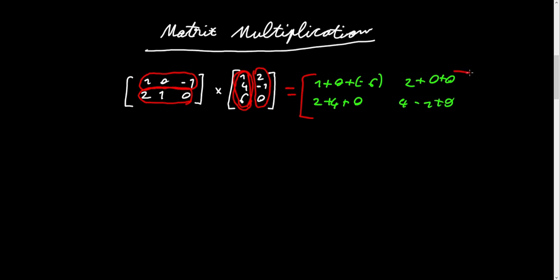So the result is going to be equal to, well, if we add those numbers up, negative 5, 6, 2, and 3. This is going to be our resulting matrix.